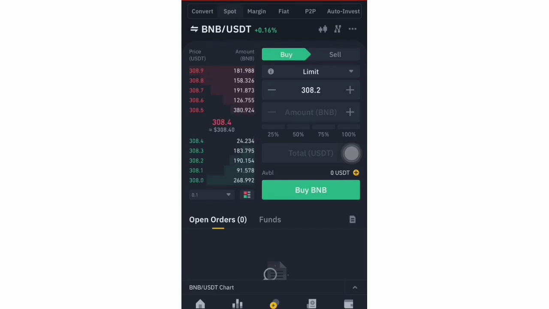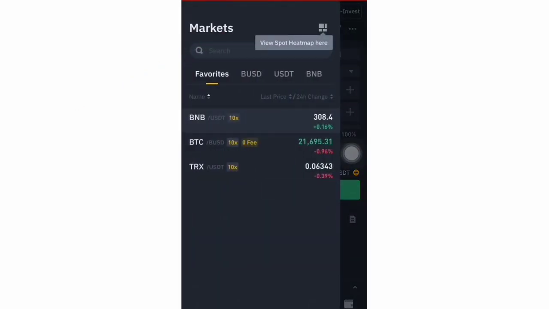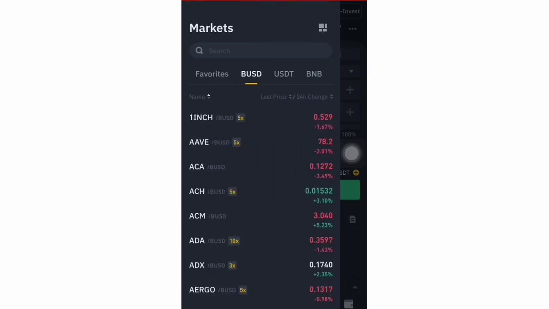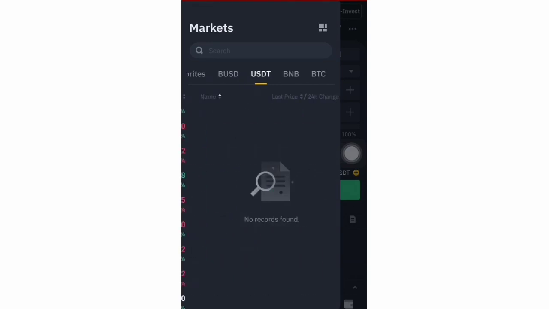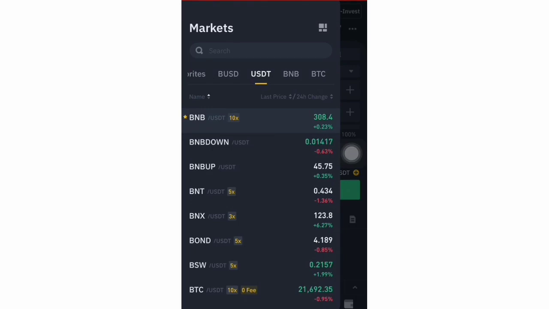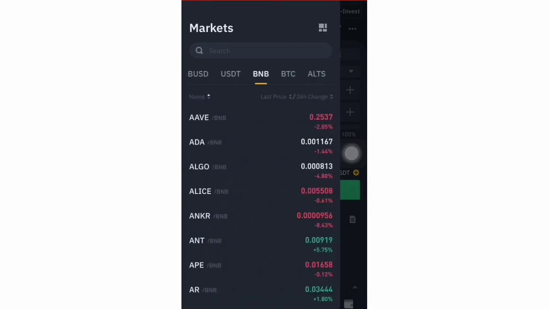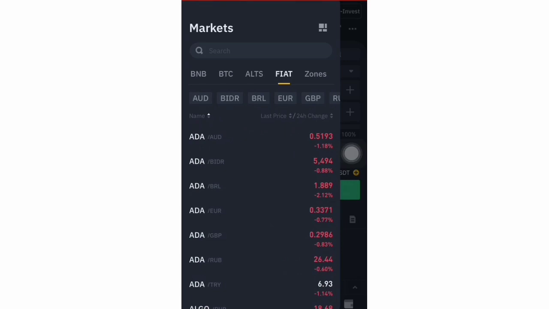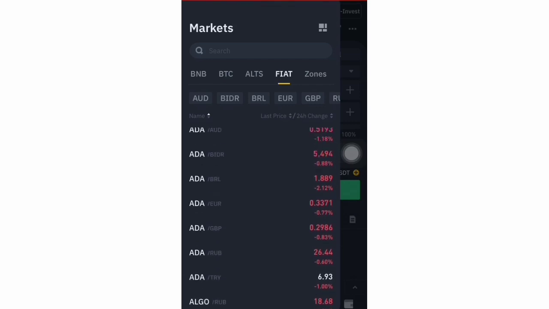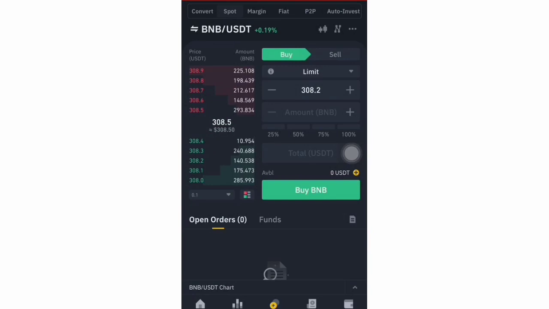You understand? So if you want to check more currency pairs that you want to trade, you can just click here. So you're going to see different markets and what currency pairs they support. Let's say if you want to see all currencies for BUSD, you're going to see them. If it is USDT, you're going to see the crypto pairs paired with USDT. If it is BNB, you're going to see it. That's how you keep checking. If you want fiat, you're going to see different kinds of fiat, either GBP, Turkish, Australian dollars and all that. So this is how you get currency pairs.